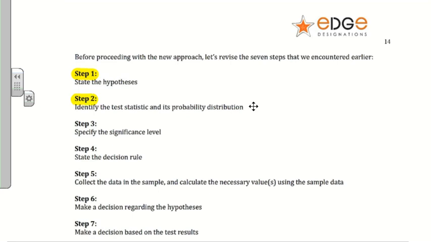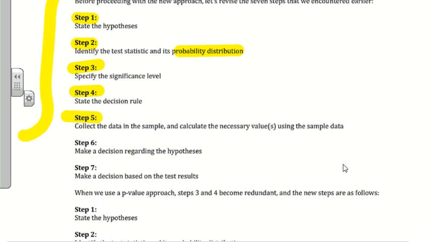Step 1, state the hypotheses. Step 2, identify the test statistic. Don't forget to be able to identify what kind of distribution we're dealing with. Step 3, specify your level of significance. Step 4, state your decision rule. This is my normal approach. We're just going to contrast the normal approach with the p-value approach, in other words, the 7-step approach versus what you can leave out in the p-value approach. Step 6, make a decision. Step 7, conclude on your decision.